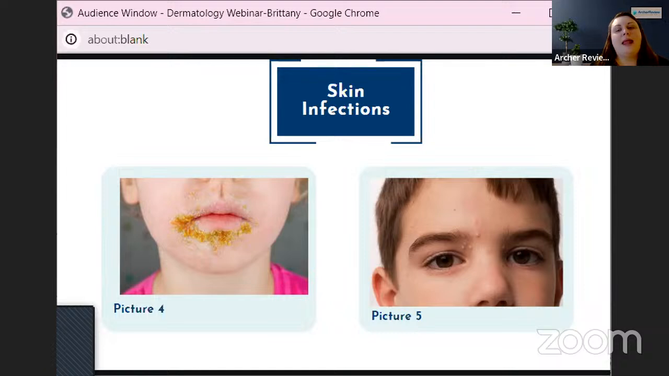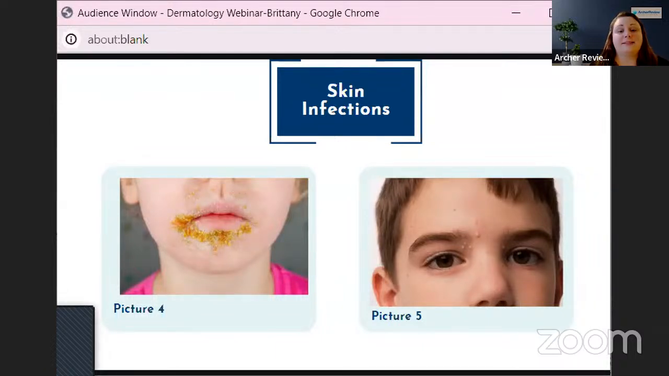Does anybody know an area, especially on a pediatric patient, where they might have molluscum and we'd be concerned about abuse? So if I see molluscum in a certain place, where would I be doing some more questioning? Anybody have any ideas?